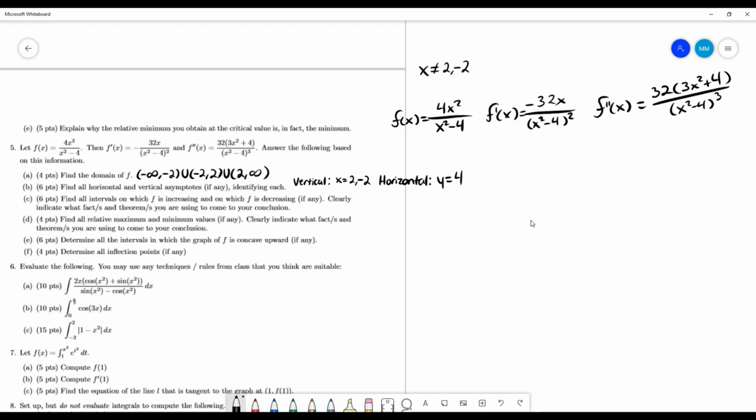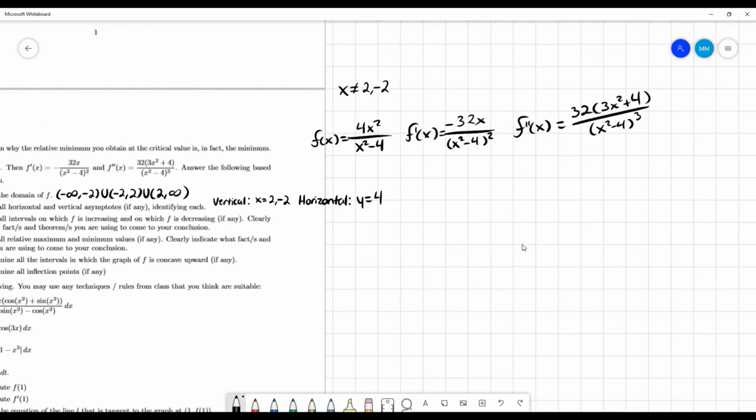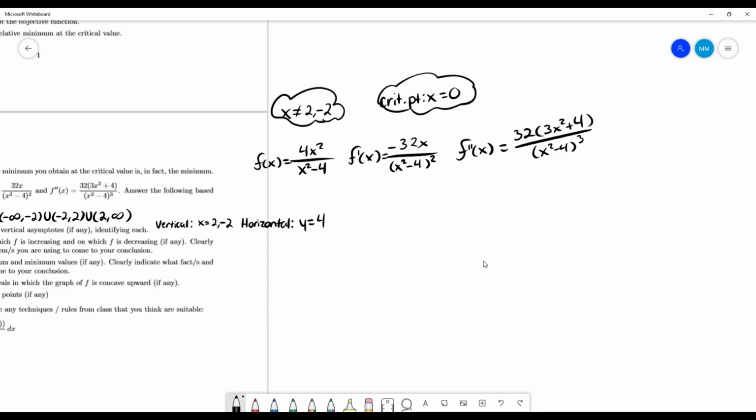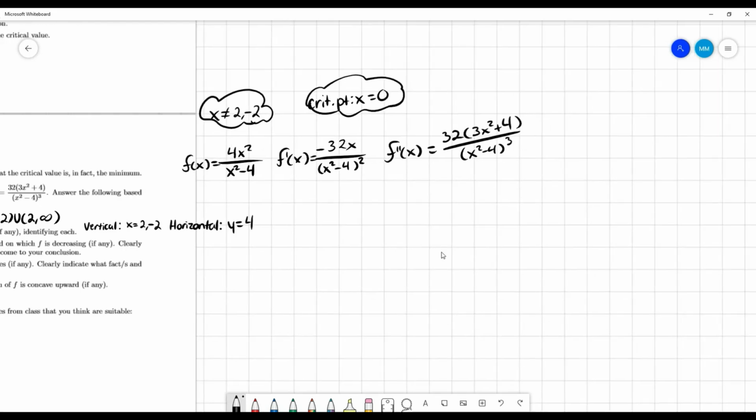Next, we want to do pretty much all the big stuff. So find our intervals of increase and decrease, relative maximums and minimums, where it is concave upward, and inflection points. So let's see if we've got any critical points. Of course, we've got these discontinuities, but also we've got a critical point at x equals 0, which is helpful. Just kind of bubble all those in.